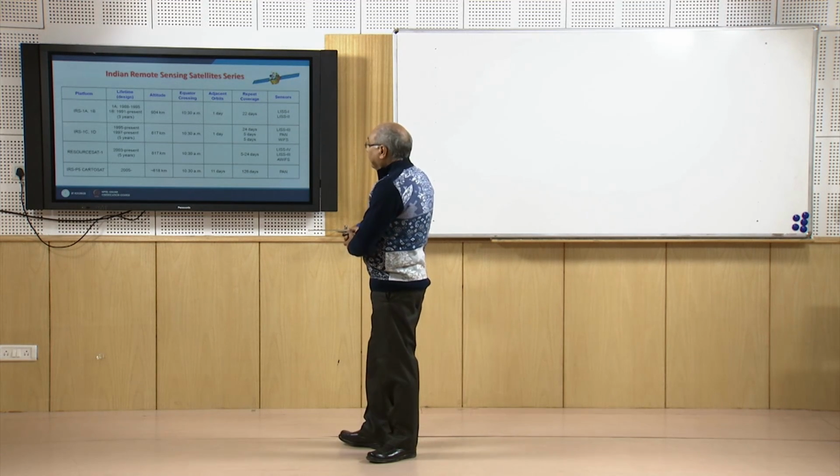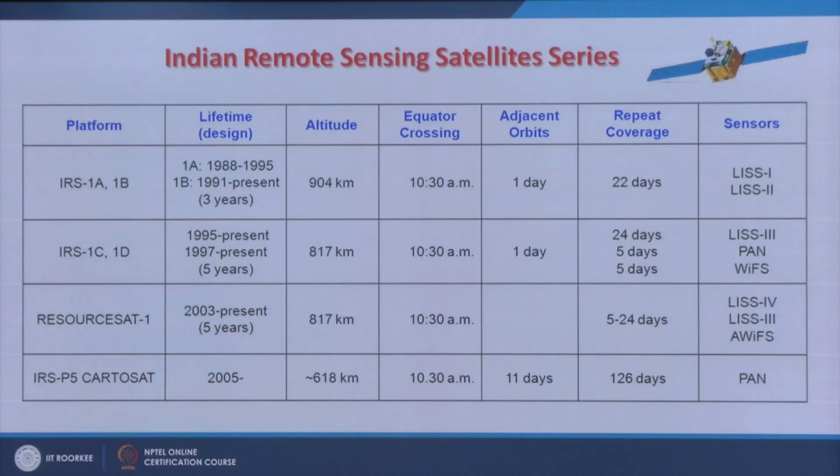But before that I would like to again bring our focus mainly on the sensor characteristics of these satellites, but at the same time we will also try to compare the other characteristics of all these satellites, because it is not that these satellites are not working, and therefore after 95 IRS stopped working.